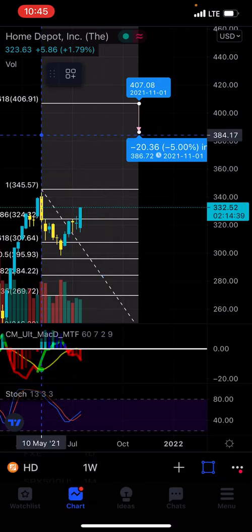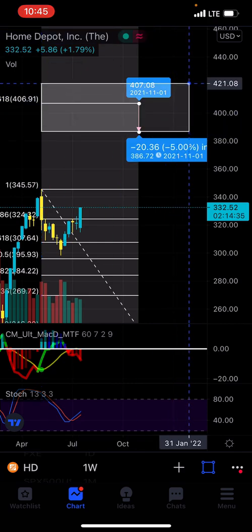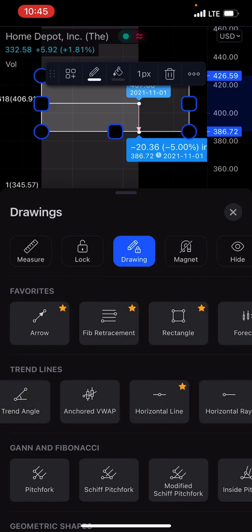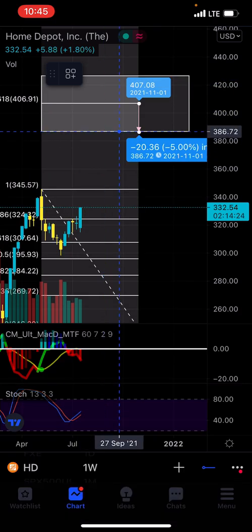And again, 386.72. You move it up to the relative placement, so you can have an even box on the bottom, even box at the top. Again, at your take profit zone.